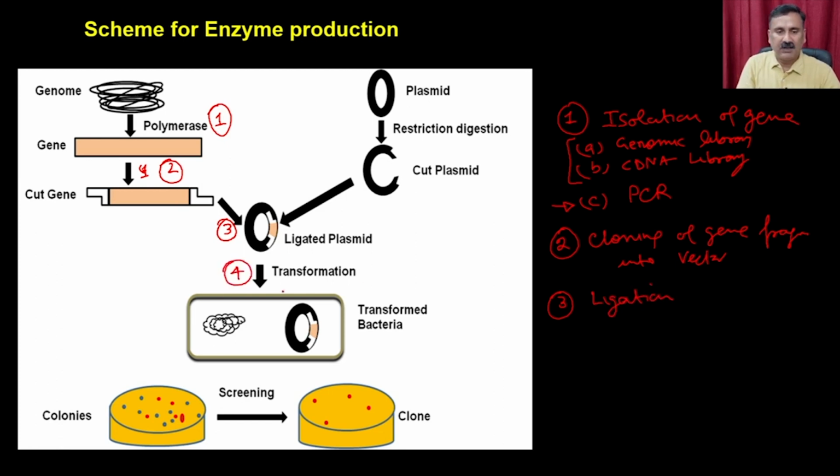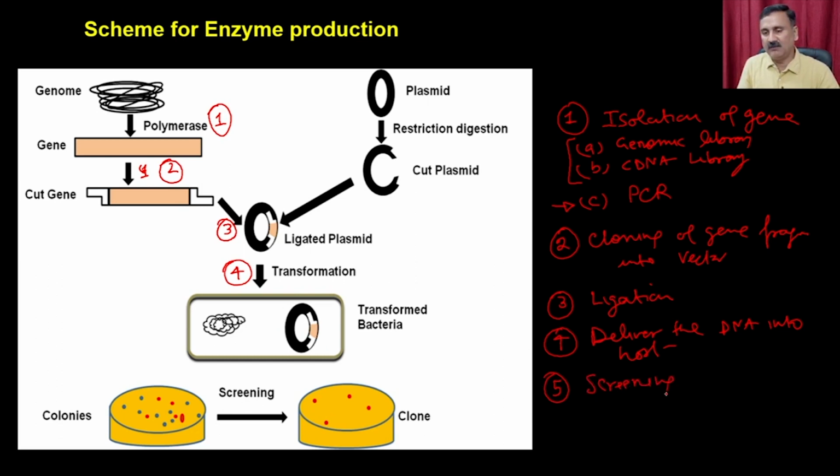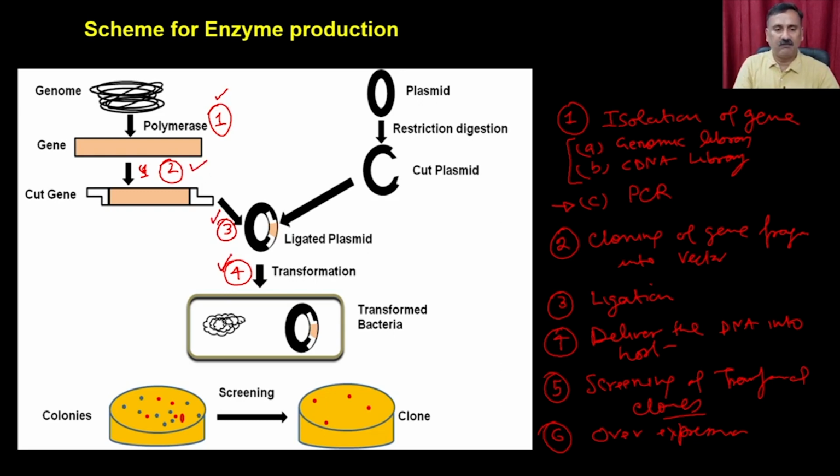And in step 4, you are going to deliver the DNA into the host. Then in step 5, you are going to screen the transformed clones. And in step 6, you are going to check the overexpression. So far, we have discussed step 1, step 2, step 3 and step 4.